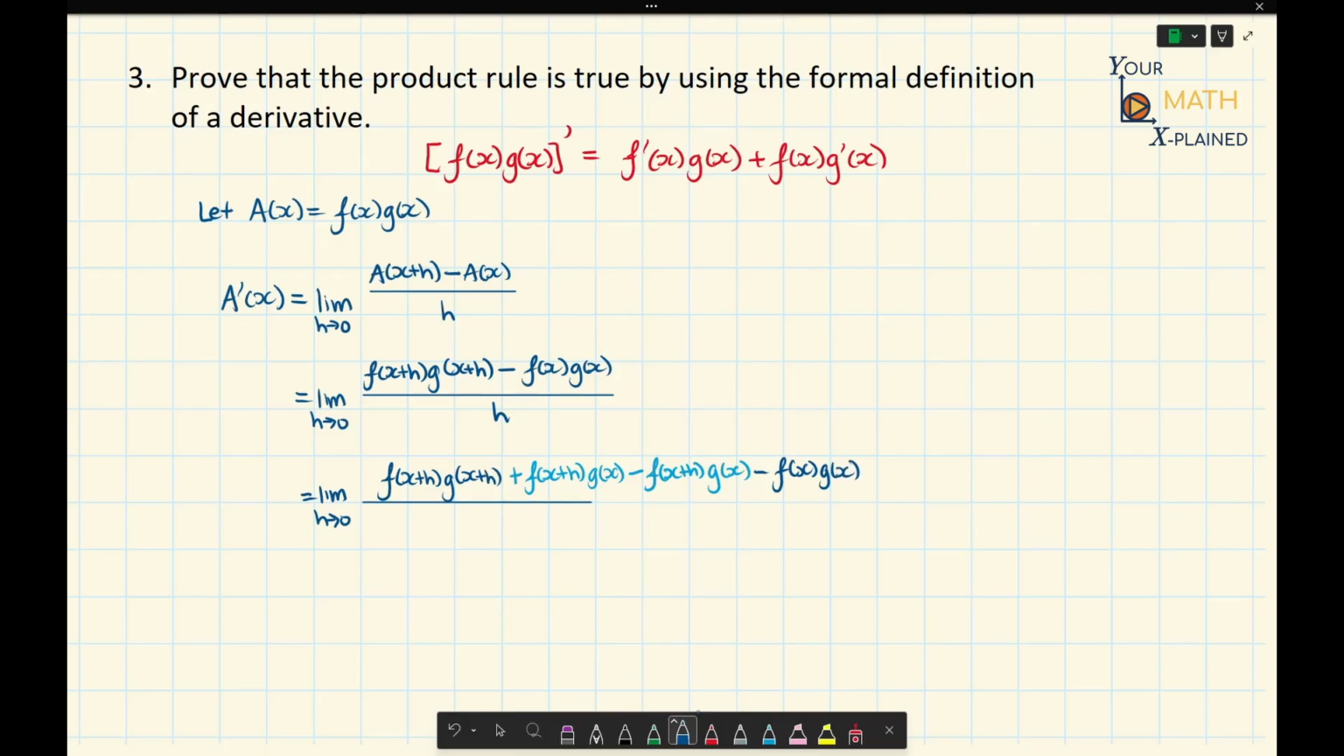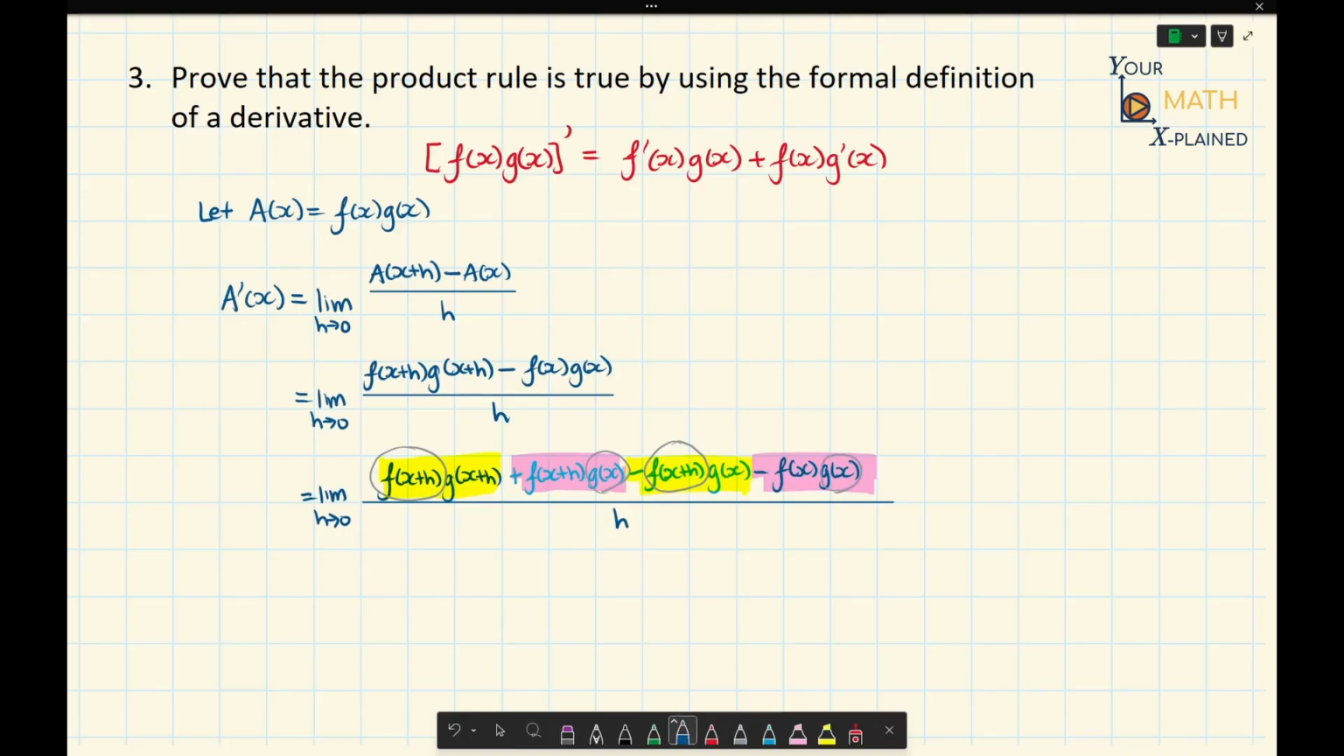And this is still over h. And now what we're going to do is group this term with this term, and then group this term with this term. By grouping, I mean that we can factor out an f of x plus h from both of these terms, and then factor out a g of x from both of these pink terms.